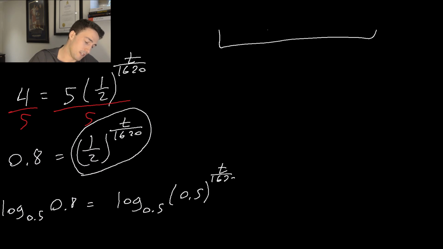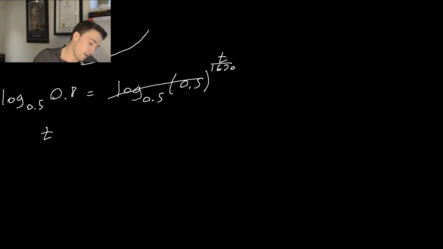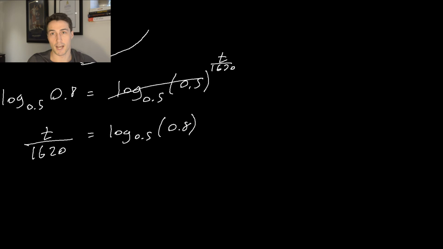If I do that, what I'm going to get is these values in here are going to cancel. So I'll get t over 1,620 is equal to log of 0.8 of base 0.5. But the problem is we don't really know what this value is. If you look at it on your calculator, the only things you can take the log of base are 10 and Euler's number, so e. So here we can't actually evaluate this, but we do know a certain formula that will help us.